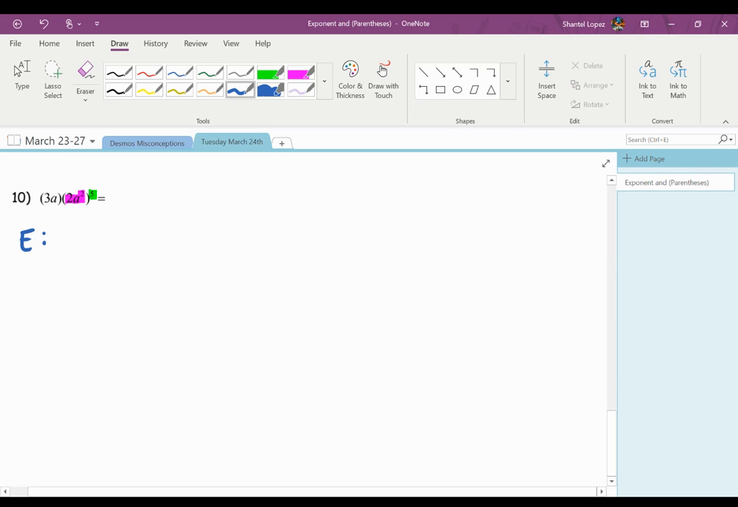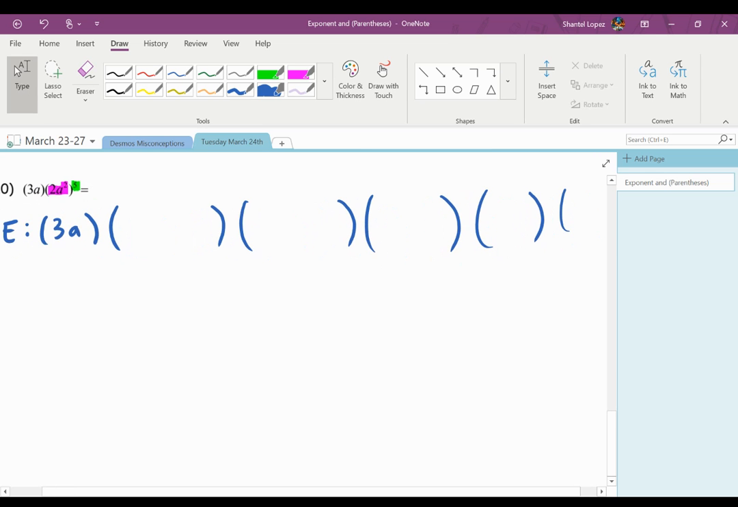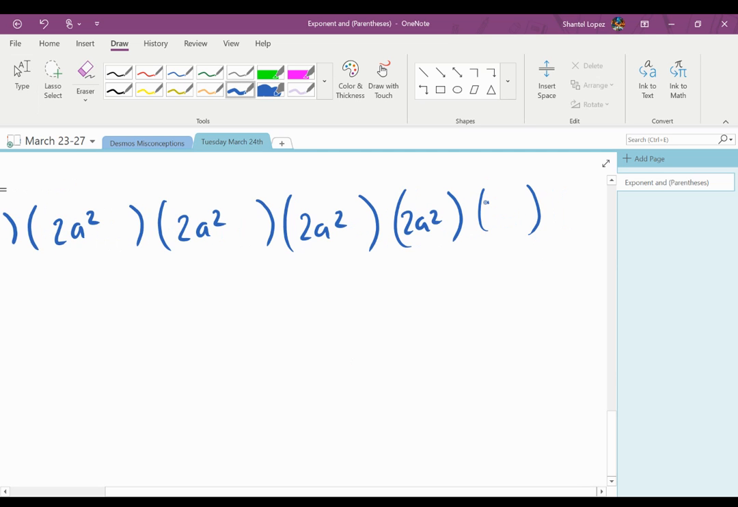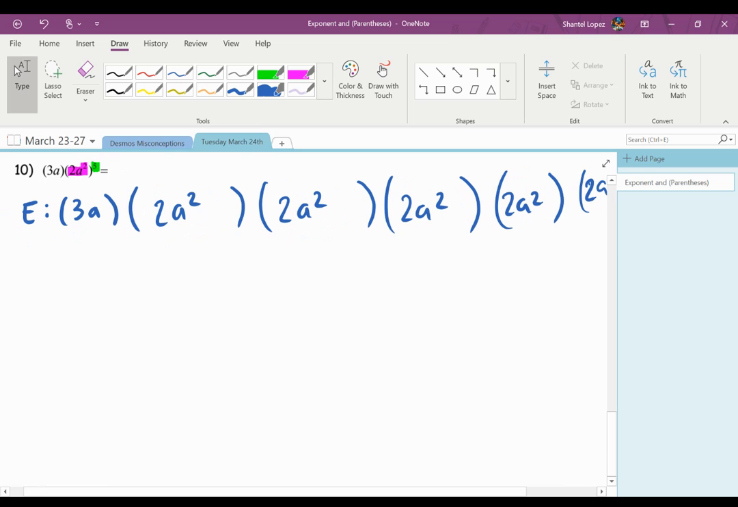So if I were to expand, since there is no exponent here, I'm just going to write it as 3a. Since there was an exponent of 5, I know I'm going to have 5 parentheses. So 1, 2, 3, 4, and 5. Okay, so this one's going to be a big problem. So I'm going to have 2a squared, 2a squared, 2a squared, 2a squared, and 2a squared. I could have expanded in the last step, but I didn't, just to show you.